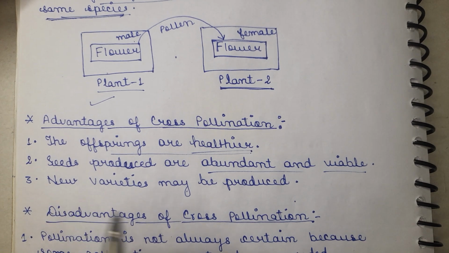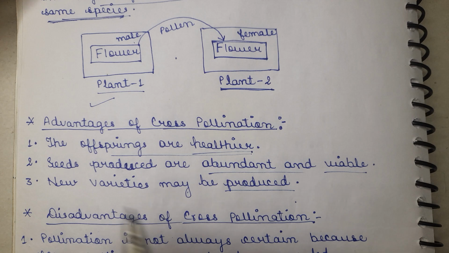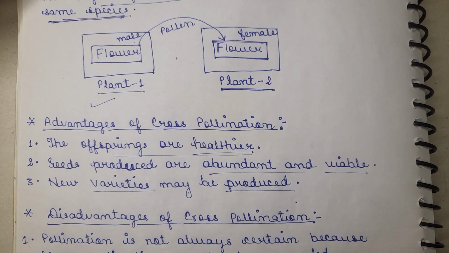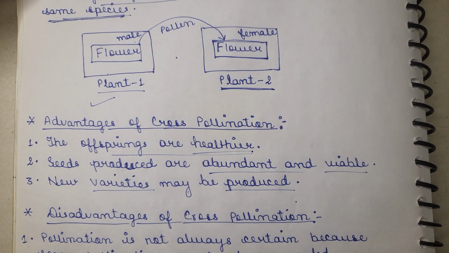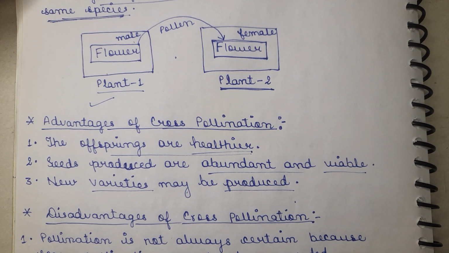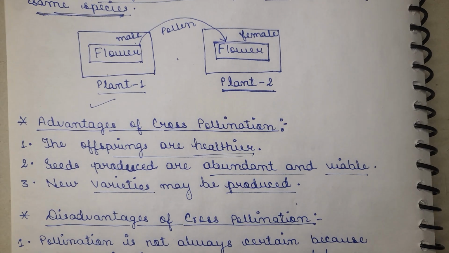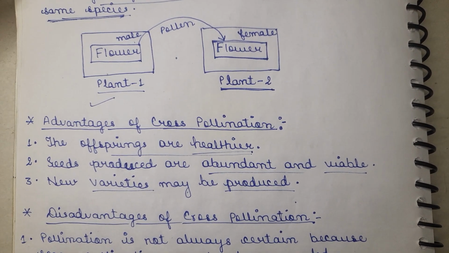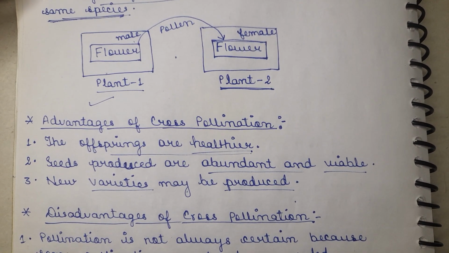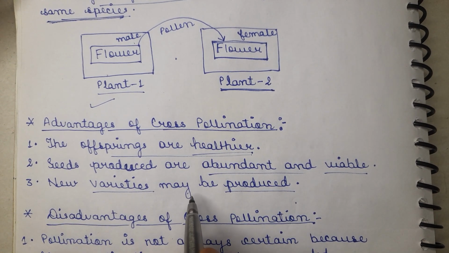The third point says that new varieties may be produced. In cross pollination there is a high chance of producing new varieties, as we can see in the mango tree. In the market there are different types of mango we eat. Some mangoes are short, some are long in shape, some are green from outside, and some are yellow in color. So cross pollination helps the species to produce new varieties.